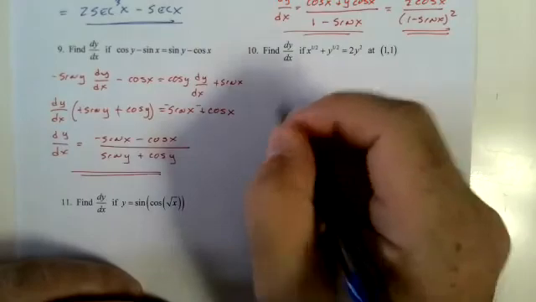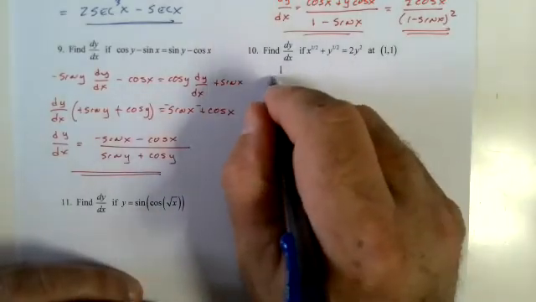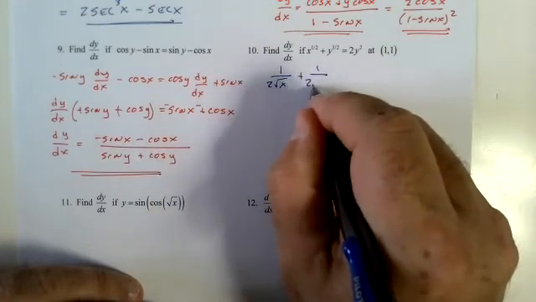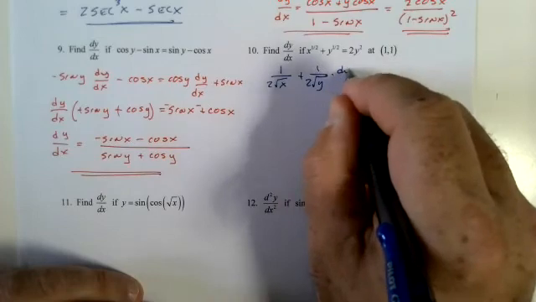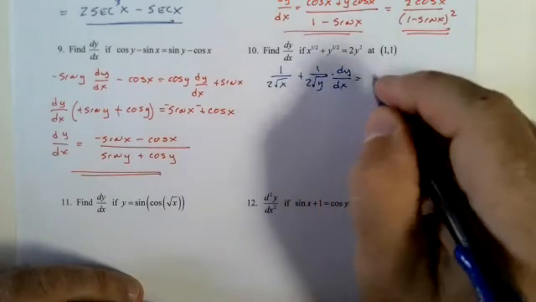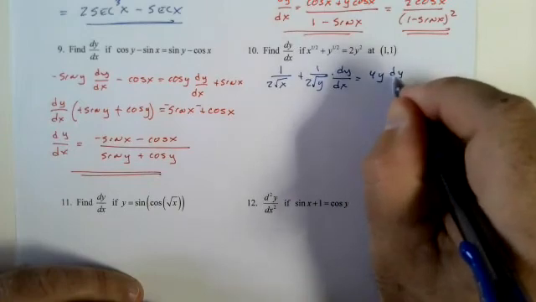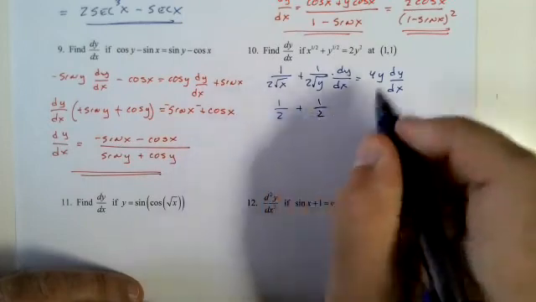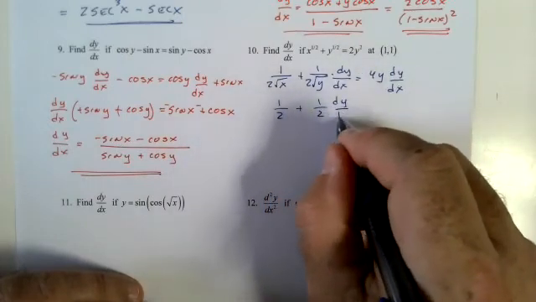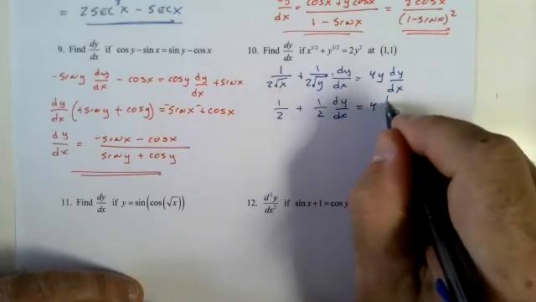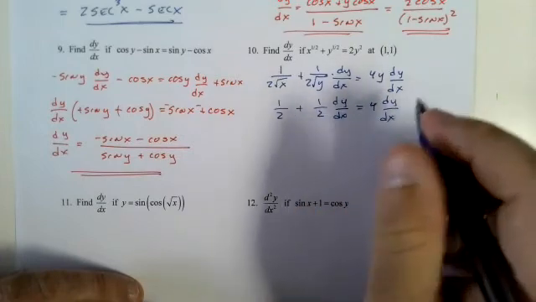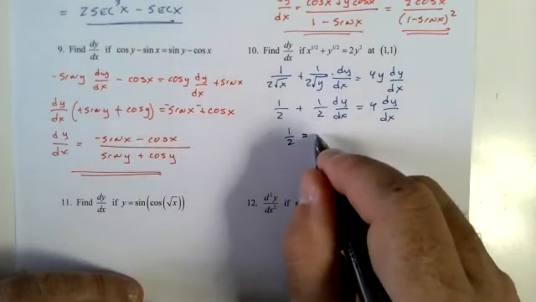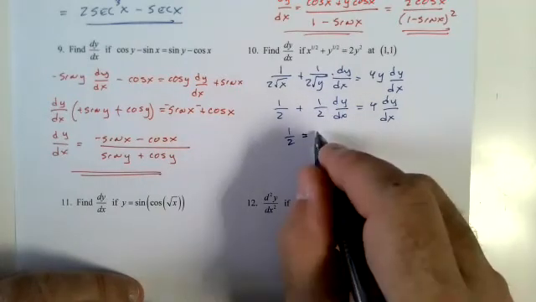All right. Like I've seen this problem before. 1 over, notice there's a point given, 2 root x plus 1 over 2 root y dy/dx equals 4y dy/dx. Get our numbers in there. 1/2 plus 1/2, it's all just ones, dy/dx equals 4 dy/dx. Let's throw this one over. 1/2 equals, I want to write 3.5. I just can't quite do it.